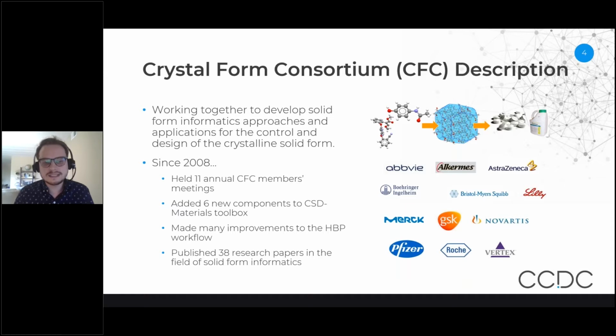We've added 6 new components to our CSD materials toolbox, which were directly informed by collaboration with this group. We've made many improvements to our hydrogen bond propensity and hydrogen bond analysis workflows. And we've published 38 research papers in the field of solid form informatics.